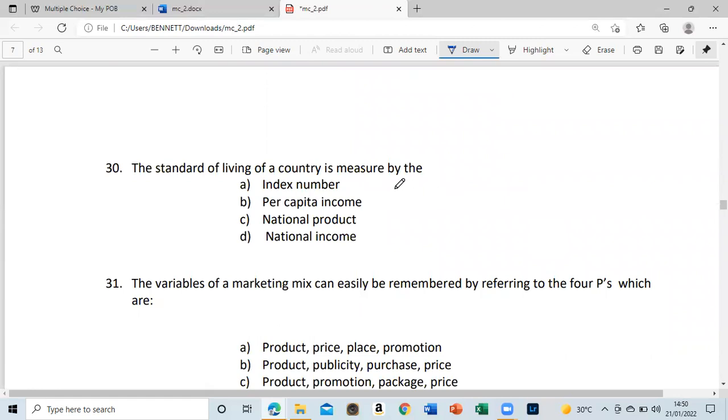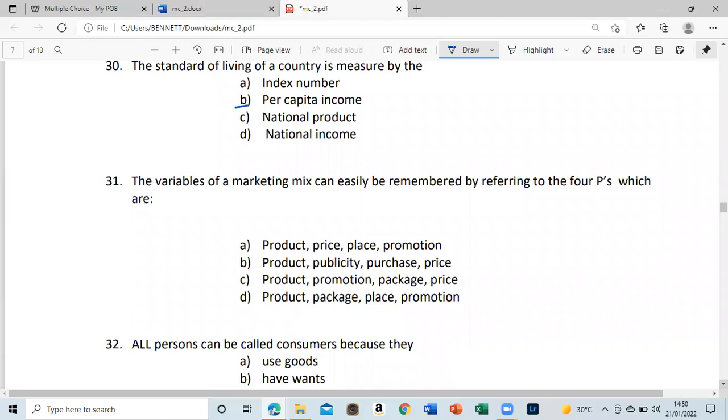The standard of living in a country is measured by the index number, per capita income, or the national product, or the national income, and that is per capita income. We have heard the politician talk about that several times.